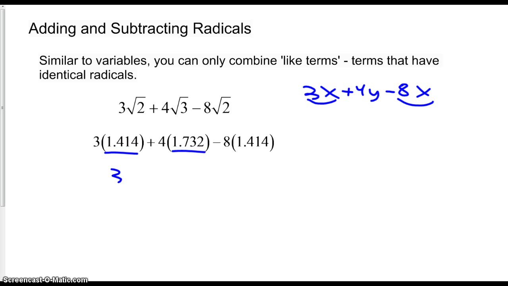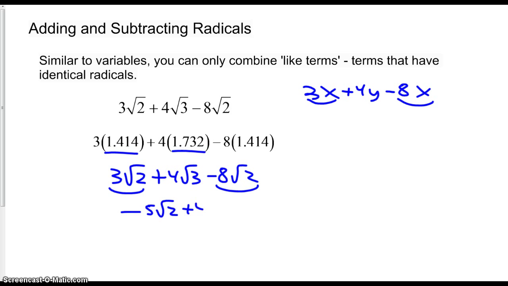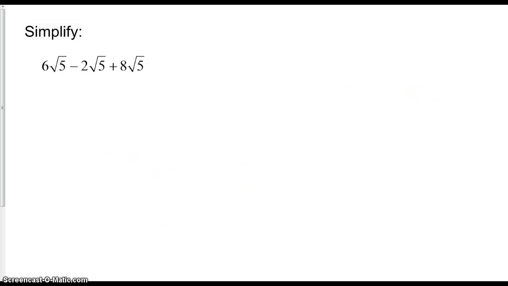But what I could do is say, if you have 3 square root of 2 plus 4 square root of 3 minus 8 square root of 2, I can combine the ones that are alike, right? Both of them that have the square root of 2 in, I have 3 times this number, square root of 2, minus 8 times that number, so I have a total of negative 5 times that square root of 2, and then I have 4 times the square root of 3 number, right? So if I'm going to leave it in square root form and not go to decimals, then I only want to combine like terms. Only if they have the same square root or cube root or whatever can I combine, okay? So try this one on your own, pause it, see what you get.